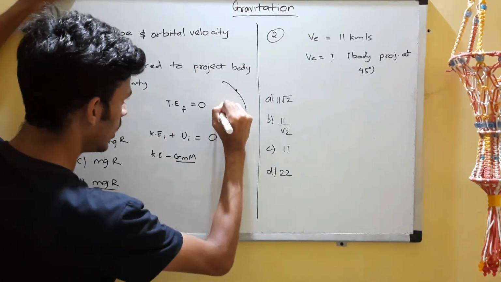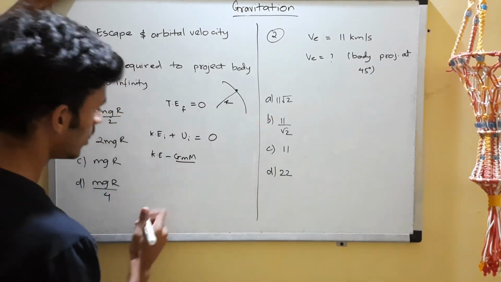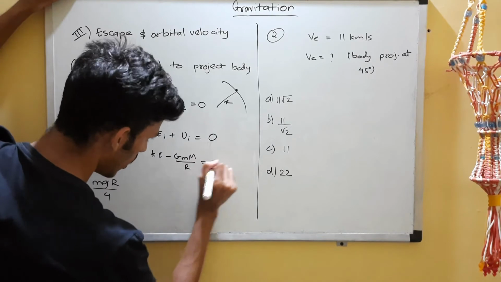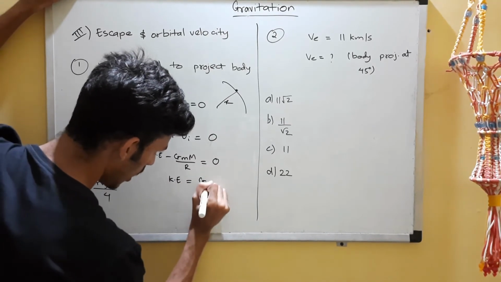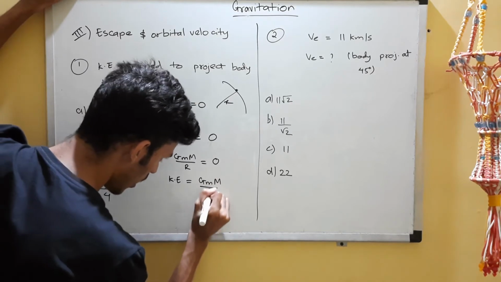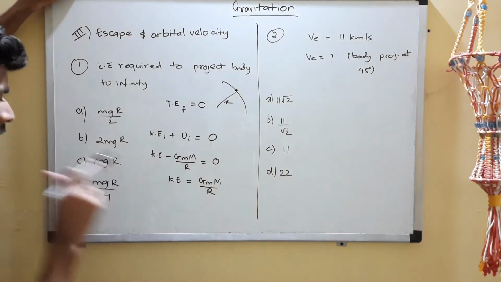R will be nothing but the radius of the Earth, right? So it's distance from the center, which is capital R, or this will be 0. Kinetic energy will be GMm by R. Okay, so this is the energy that we need.